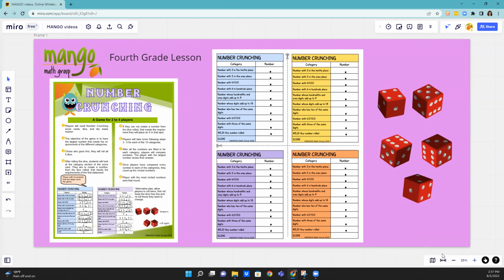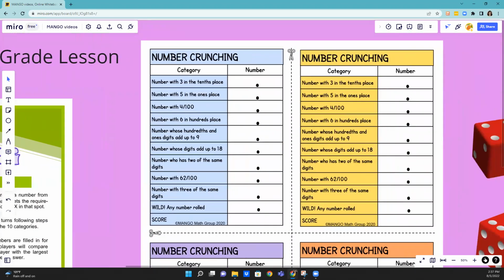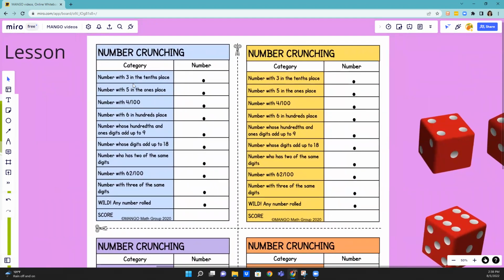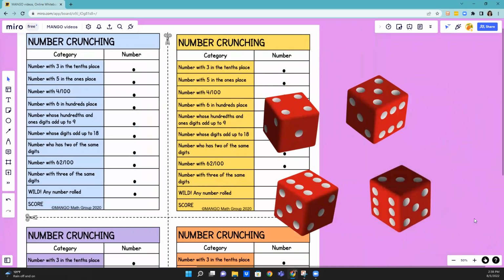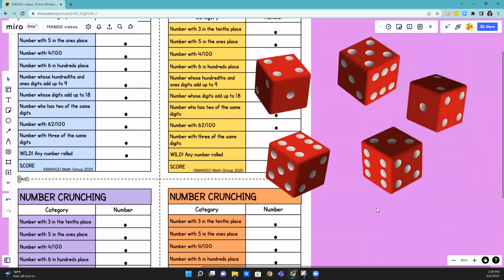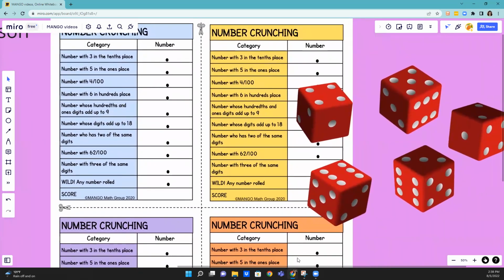So I'm going to show you just one card on here real quickly so you can see it. So you go one category at a time. So you can roll 5 dice, and I've rolled 5 dice over here. And I've got a 4, 5, 6, 3, and a 2. And it says number with 3 in the tens place. So I do have a 3, so I can write down any number I want to that has 3 in the tens place. So I want a large number. So I'm going to start with 6, 4.